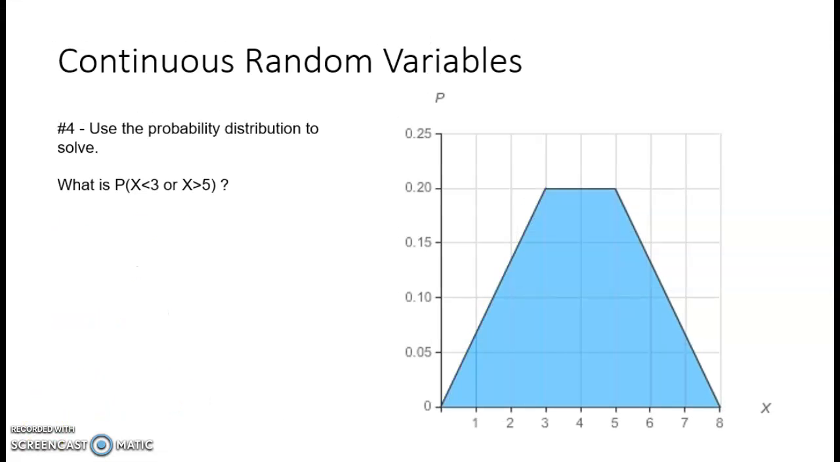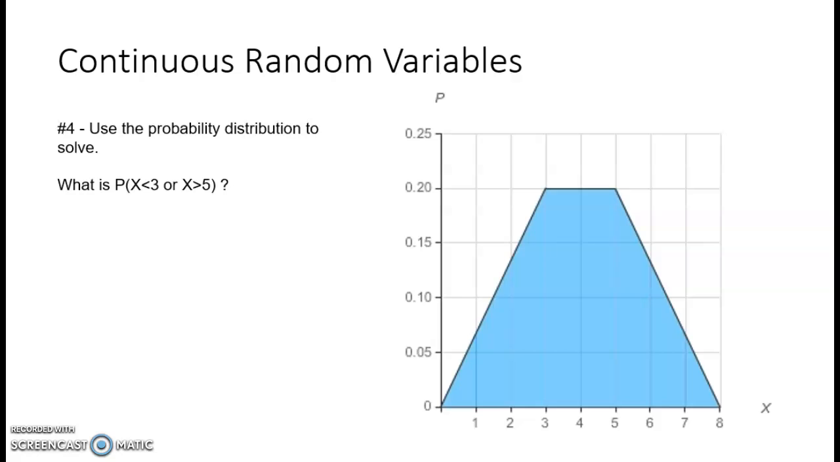Taking a look at number 4, it says use the probability distribution to solve. What's the probability that x is less than 3 or x is greater than 5? Whenever we see probability of A or B, "or" means to add the probabilities together. So we're going to find the area of the region where x is less than 3 and the area of the region where x is greater than 5, and add those areas together.